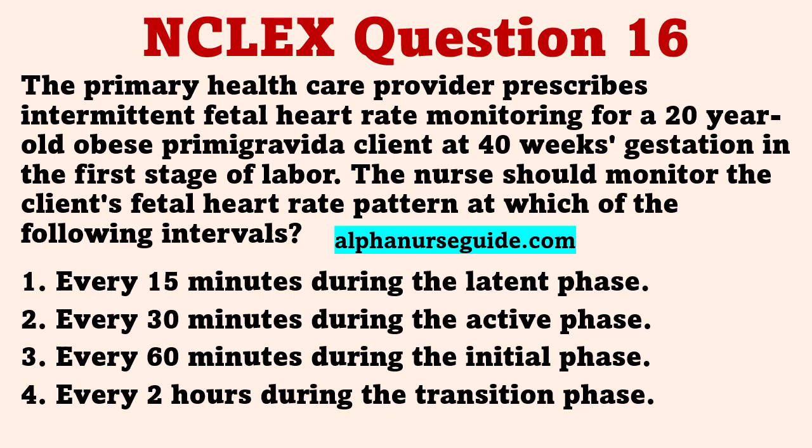During the latent phase, intermittent monitoring is usually performed every 2 hours because contractions during this time are usually less frequent. During the transition phase, intermittent monitoring is performed every 5 to 15 minutes because the client is getting closer to birth of the baby. There is no initial phase of labor.